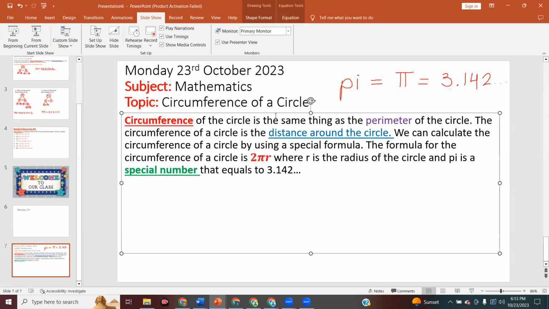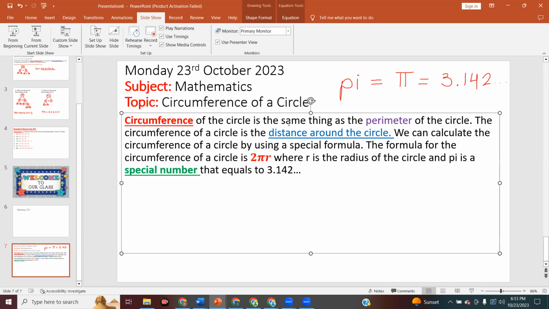So the circumference of the circle, what do we know so far? The circumference of the circle is the same thing as perimeter. We also know that we can find the perimeter of a circle by using the formula, which is 2 pi r, where r is the radius of the circle, all right? And pi is 3.142 and continuing. Remember, pi is a special number.